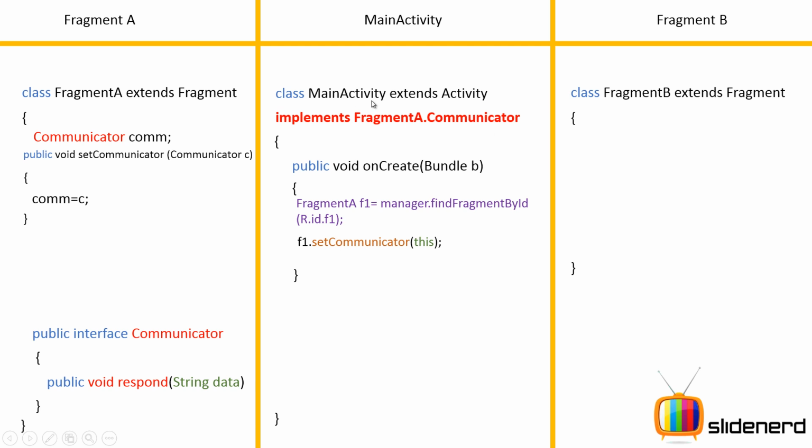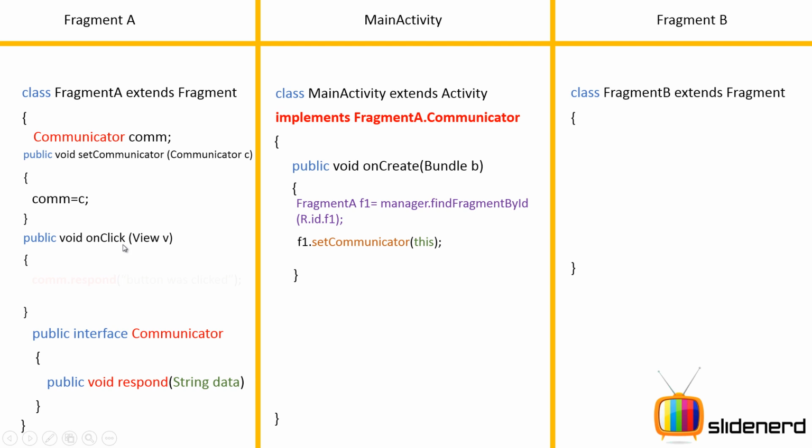Remember, if main activity does not implement the communicator, this step where we have said setCommunicator is going to actually give an error saying illegal cast exception or something. But this works only because we have implemented it, so it works like magic.